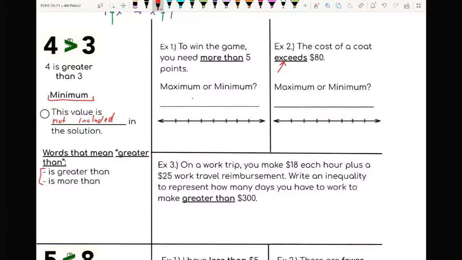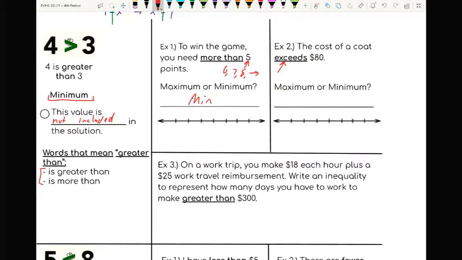So, the number 5, is that a maximum or a minimum for this scenario? Well, that's giving you the minimum number you need in order to win. Okay, so to get more than 5 points, you need 6, you need 7, you need 8, or farther up. So 5 is the minimum. And I'm just going to write min.